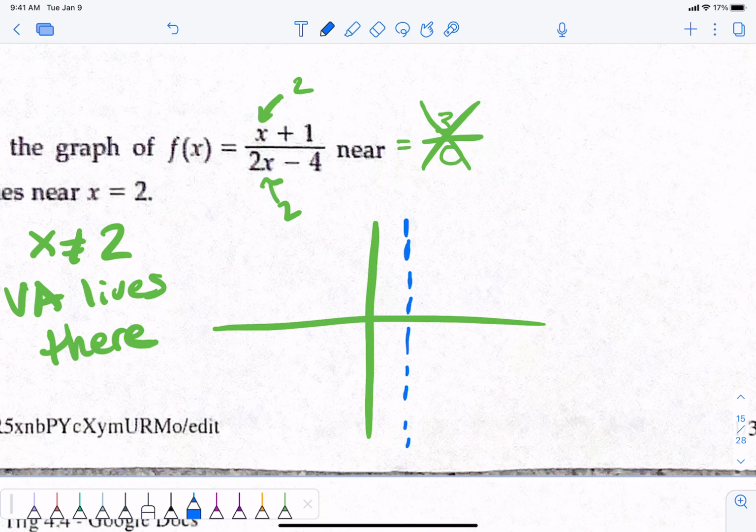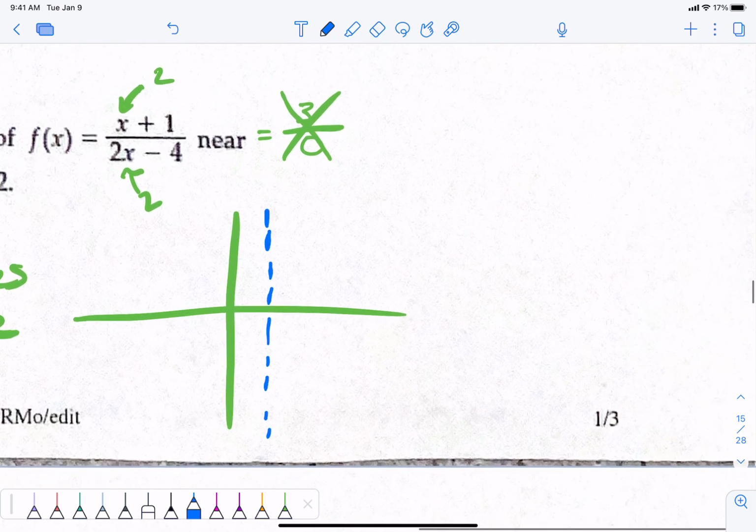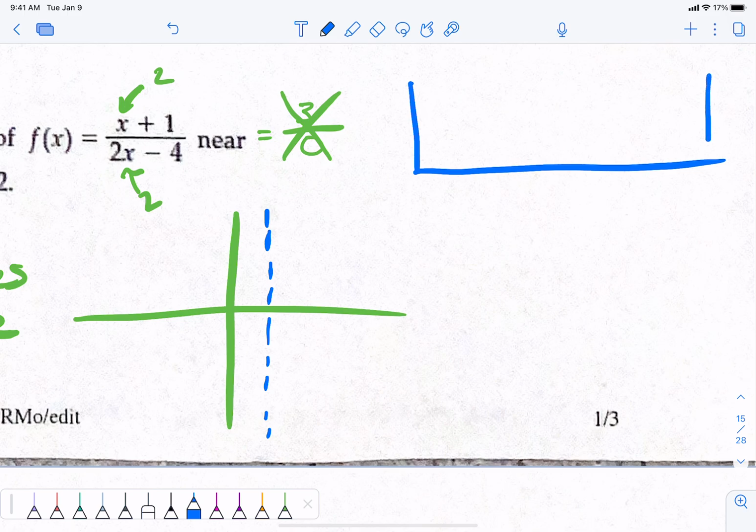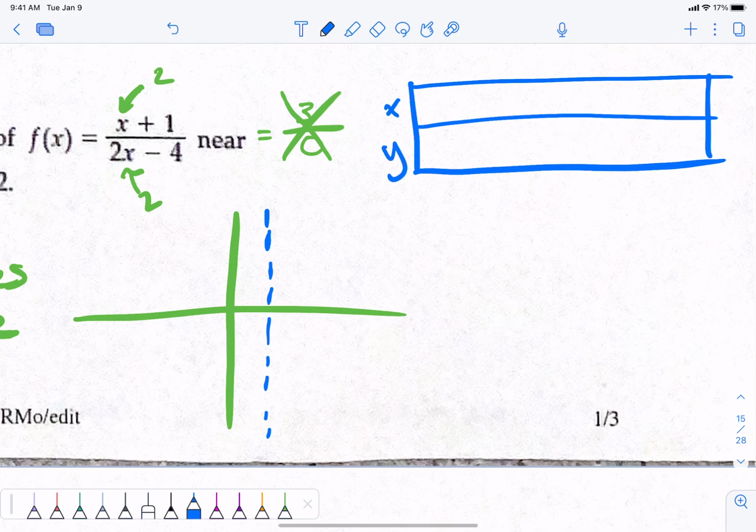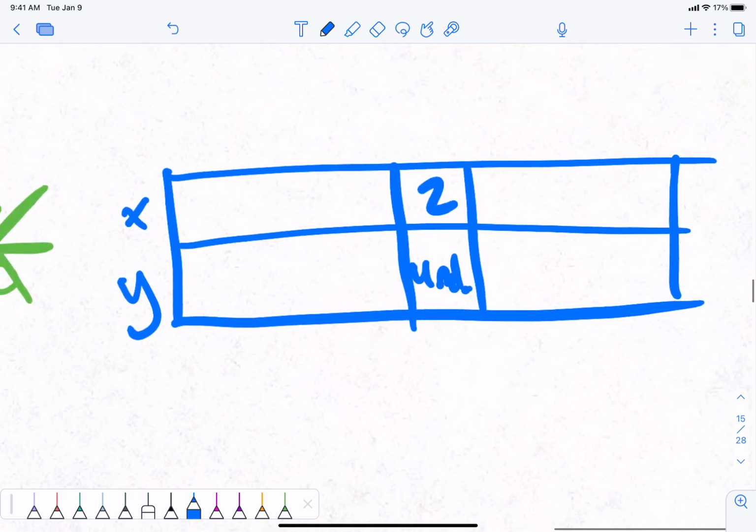Okay, and one more thing, let's do something. I'm going to make a table of values, x and then y. I'm going to put 2 here in the middle. 2 is undefined, we cannot plug 2 in.